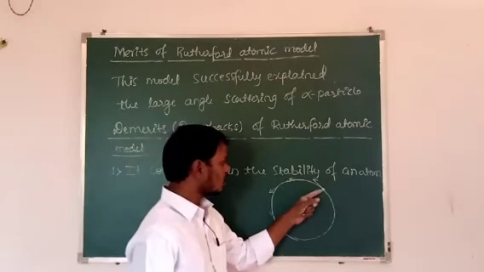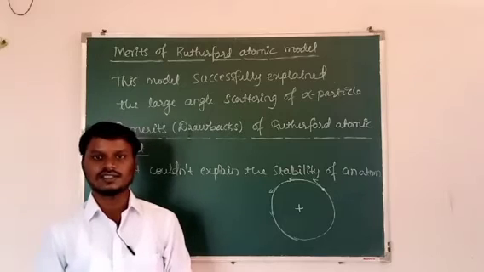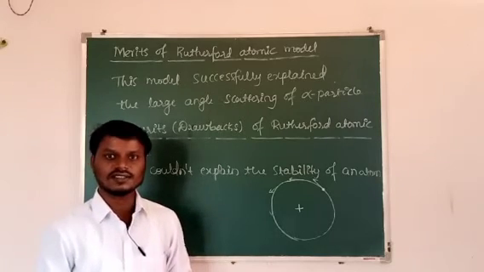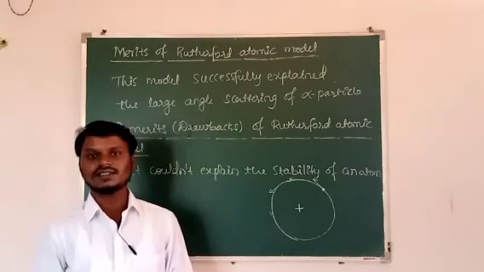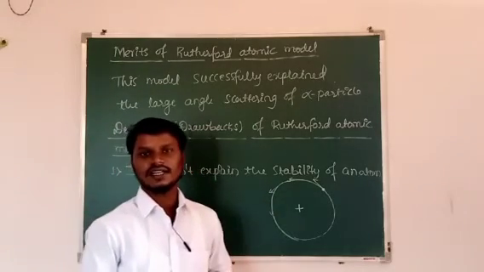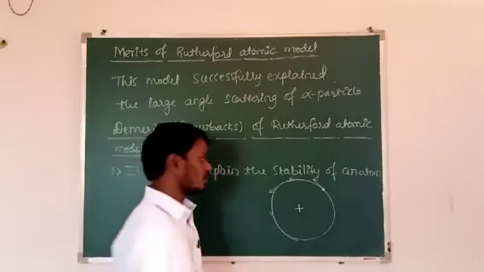As there is a continuous change in direction of the electron, that electron has acceleration. When the electron has acceleration, that accelerating electron emits electromagnetic radiation. There is a loss in energy of that revolving electron because it emits electromagnetic radiation.